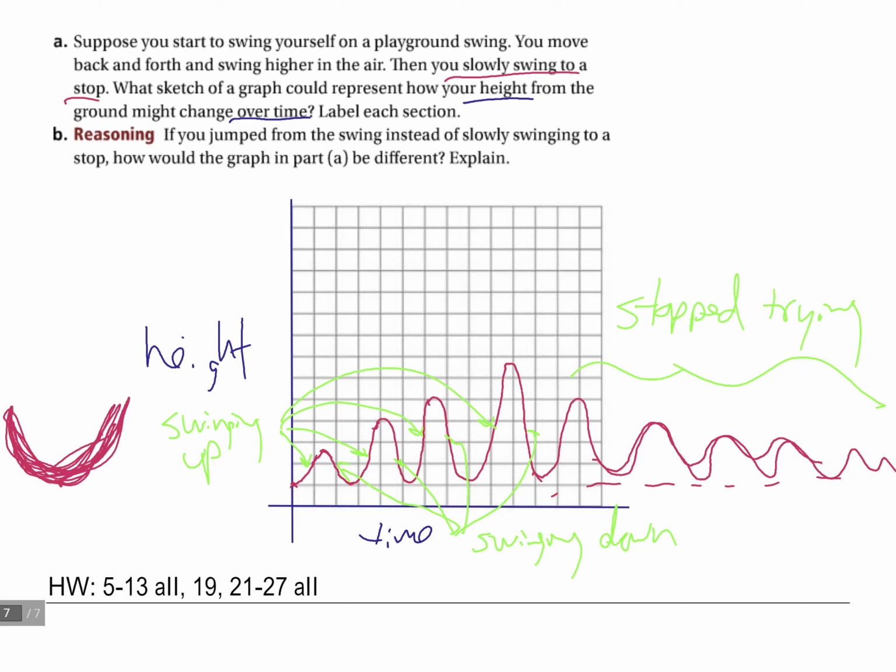All right, now B. If you jumped from the swing instead of slowly swinging to a stop, how would the graph in part A be different? So let's go to our highest point. Let's say our highest point was right here, where my little plus is. Hopefully you can see that. I was trying to change colors and I didn't. Let's say we jumped right there. What would happen to our graph?